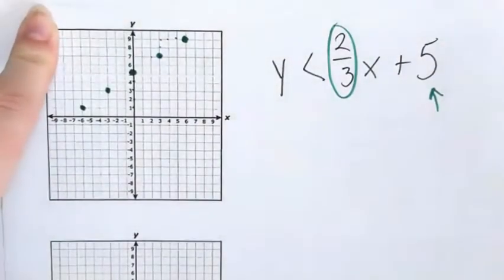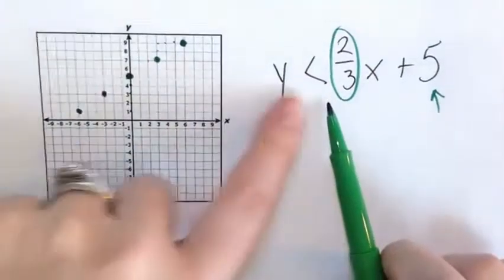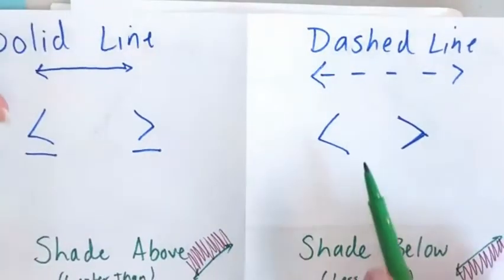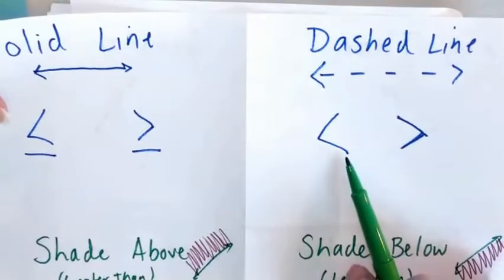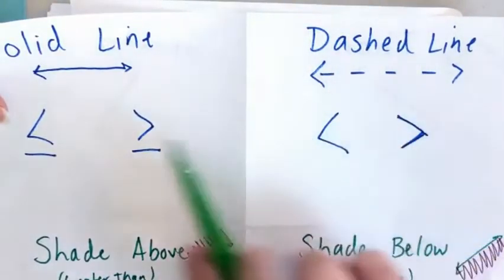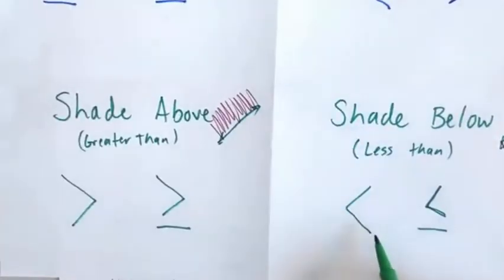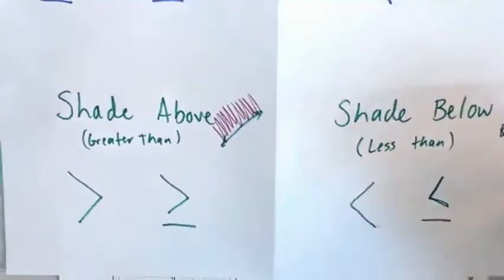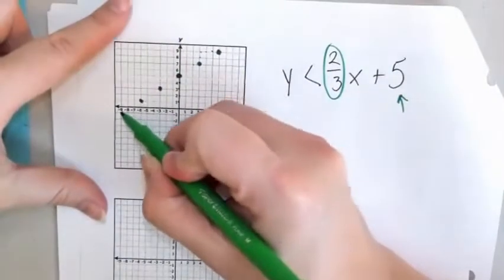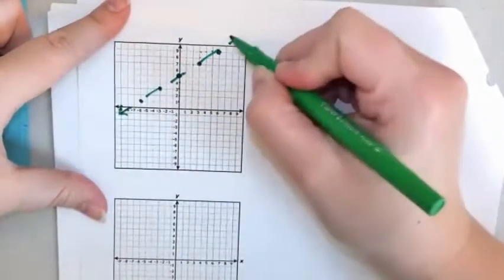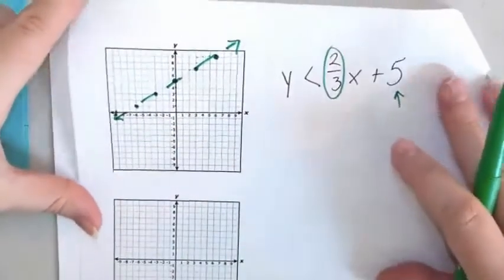All right, next I need to decide what kind of line to use. Well, this says y is less than. So if I refer back to my reference sheet, since it's less than, that's going to be a dashed line. It's not going to be a solid line because it's not equal to, it doesn't have the line underneath. And since it's a less than symbol, I'm going to be shading below. So I'm going to draw a dashed line since it was less than, and put arrows on the ends. And then I'm going to shade below.